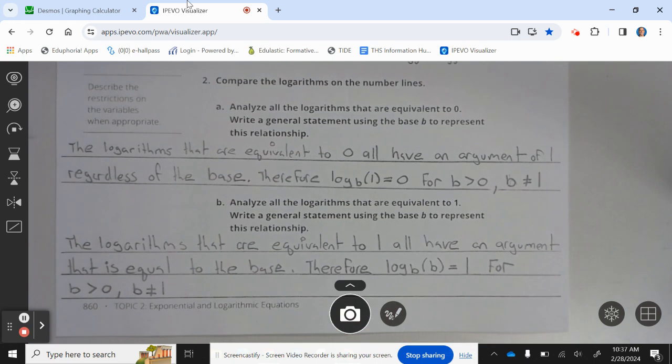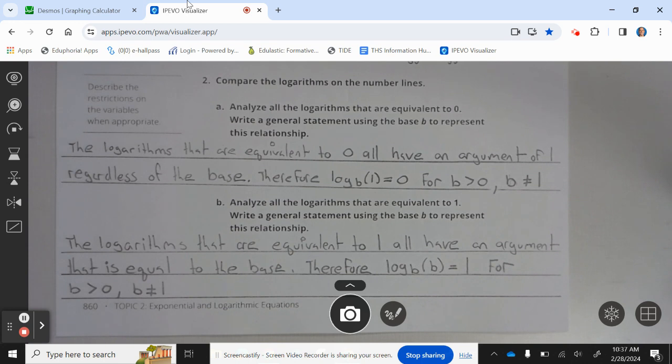2. Compare the logarithm on the number lines. A. Analyze all logarithms that are equivalent to 0. Write a general statement using the base b to represent this relationship. The logarithms that are equivalent to 0 all have an argument of 1 regardless of the base. Therefore, log base b of 1 equals 0 for b greater than 0 and b not equal to 1.